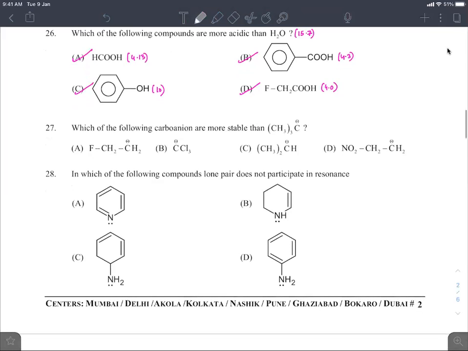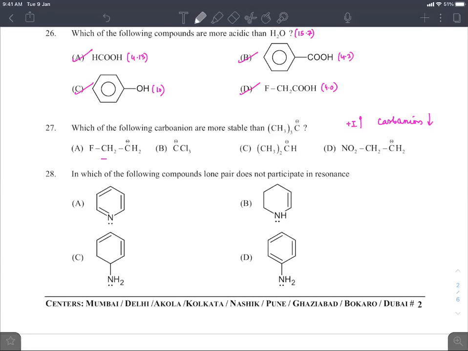Next, which of the following carbanions are more stable than this one? So you need to check out here. There is strongly donating groups. More plus I effect, less is the stability of carbanion. Carbanion stability will be less, which means this has highly unstable form. This is a highly unstable form.